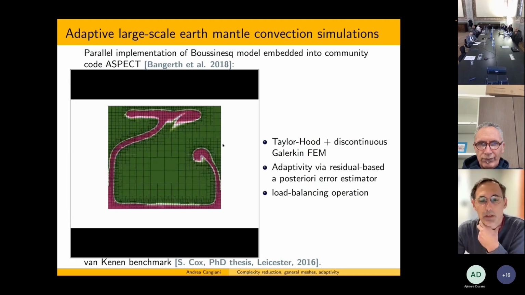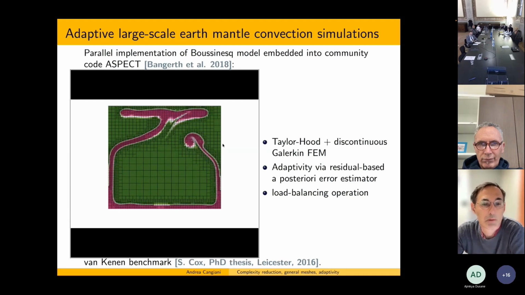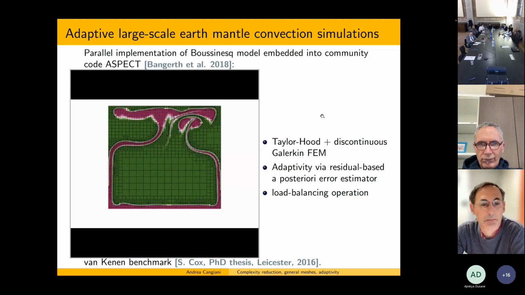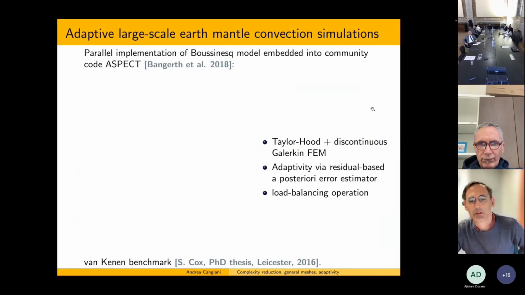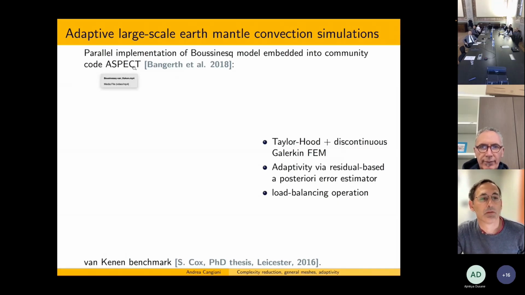And indeed, in the case of the Earth mantle convection, it's only possible to get good accuracy if you do such a mesh adaptive approach. And the result of this work actually was embedded into Aspect, which is one of the main public codes for this type of simulations. And the interesting computational algorithmic problem here was to implement the load balancing operation that you would need to run these simulations in parallel when you have the mesh granularity changing in time.